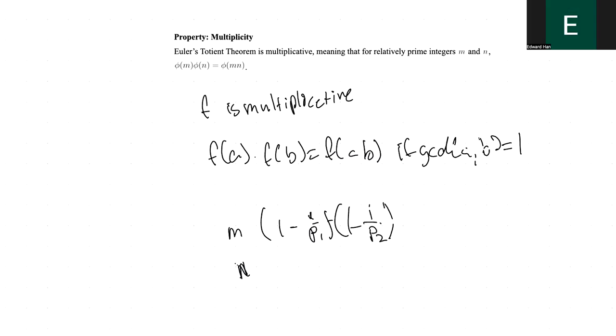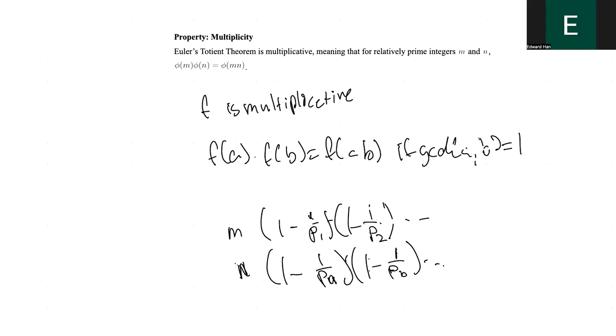So it looks something like this. Oh, oops. Something like this, right? And so we're assuming A and B are relatively prime. I mean, M and N are relatively prime, right? So all these prime factors will be different.